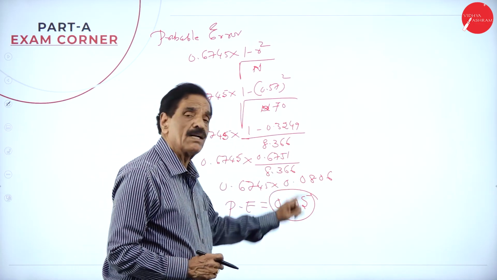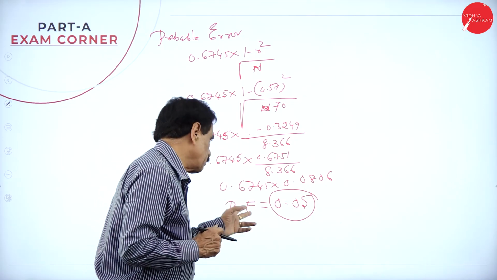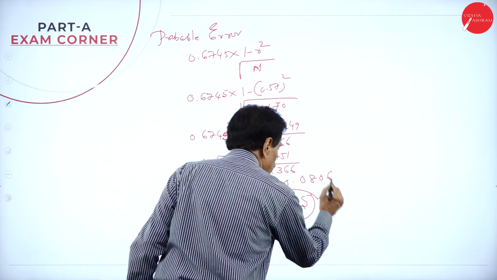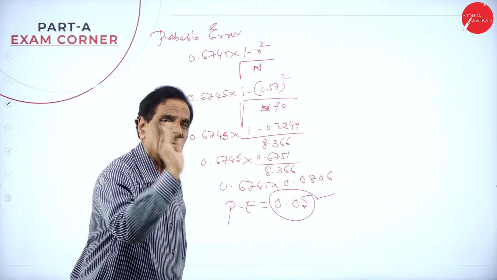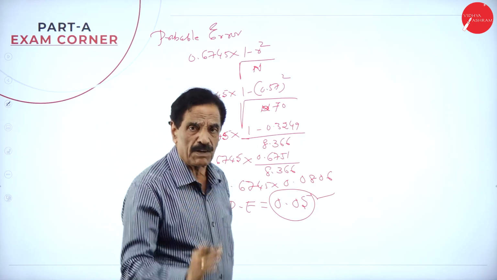If we divide, 0.0806, if we multiply, it will be 0.05. This is the error. Error is just 0.05. So you're almost perfect here.